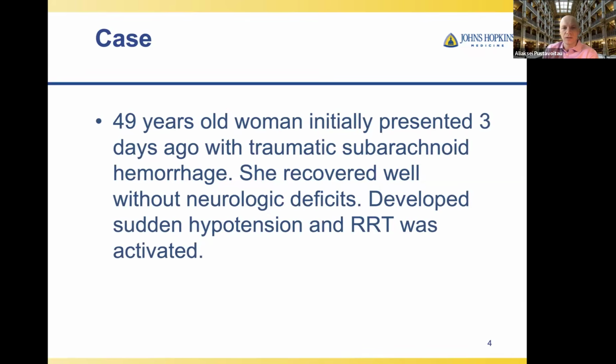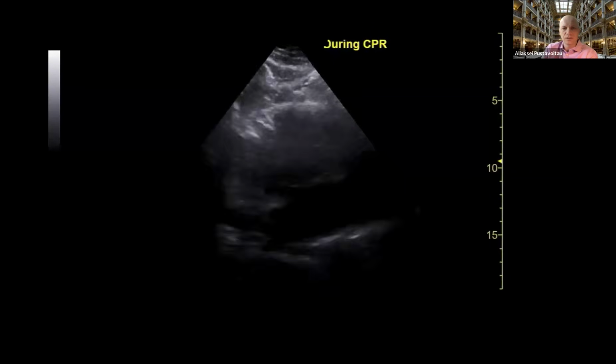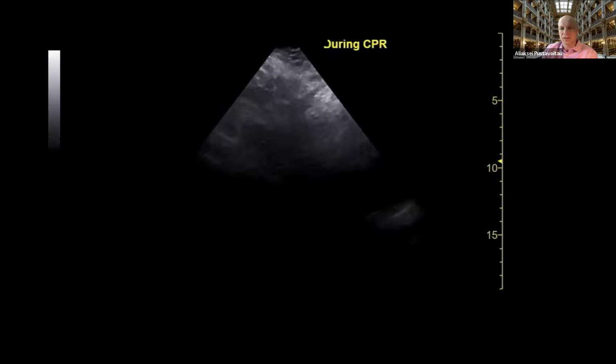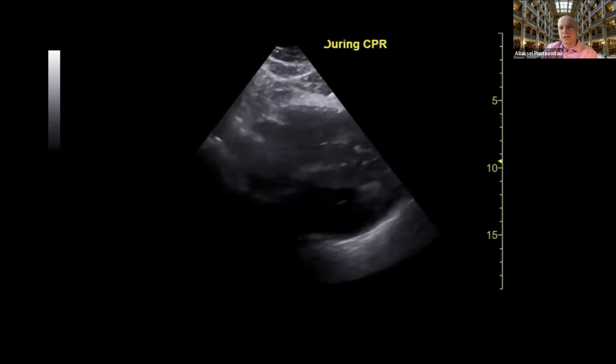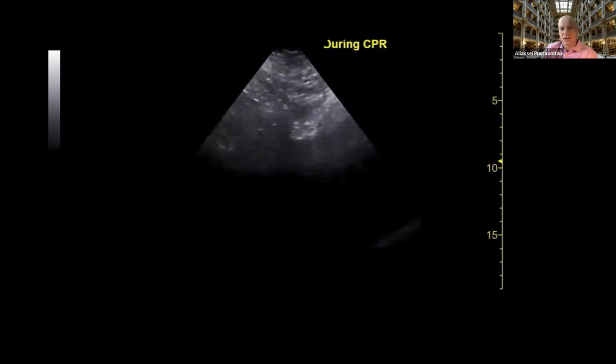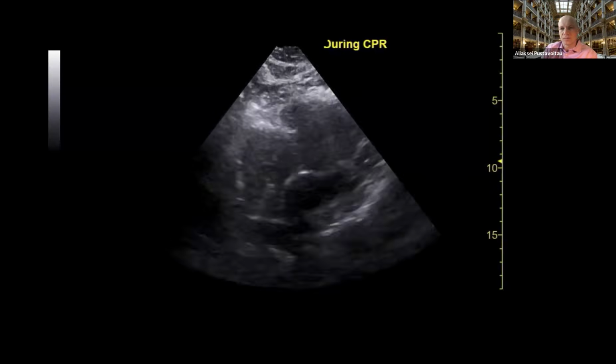This is a 49-year-old woman who initially presented a few days ago with traumatic subarachnoid hemorrhage. She recovered well without neurologic deficits. However, she developed sudden hypotension. This was day 3 after the initial event. The rapid response team was activated to assess what's going on with the patient. Unfortunately, by the time the rapid response team got to her, she was receiving CPR. And here you actually see ultrasound done during the CPR.